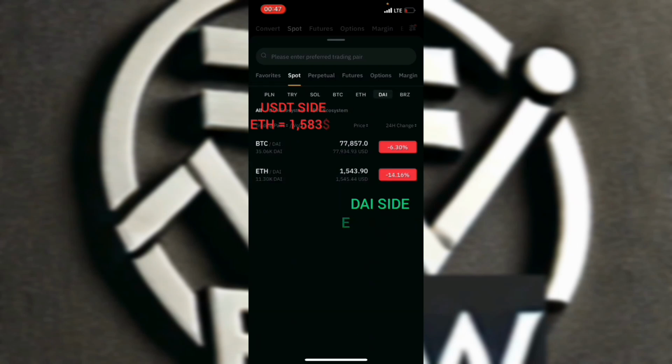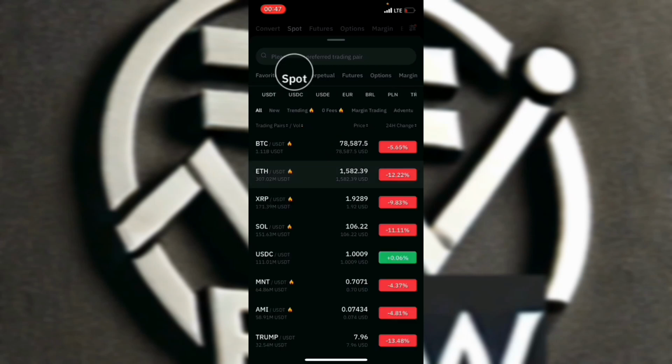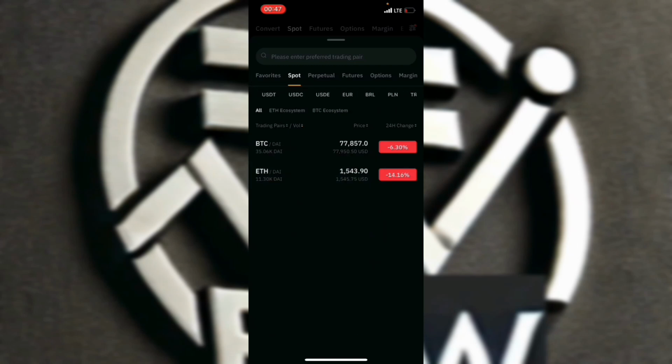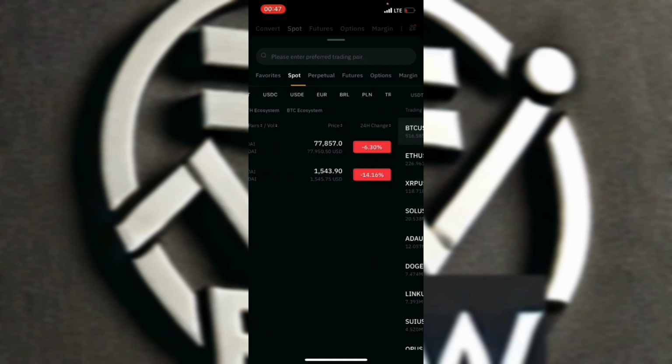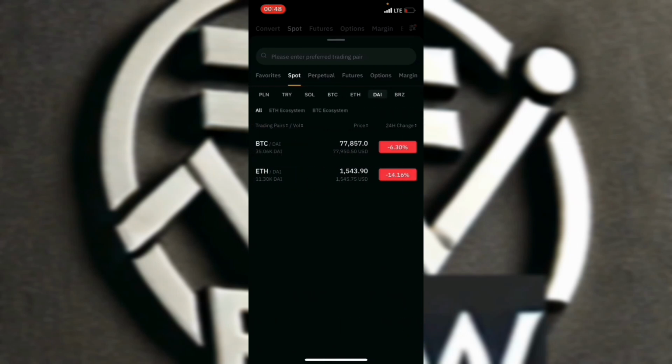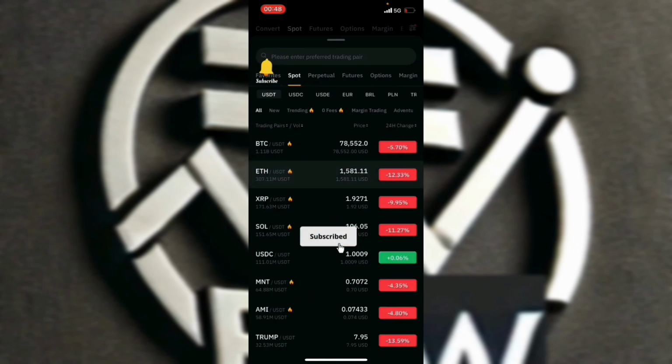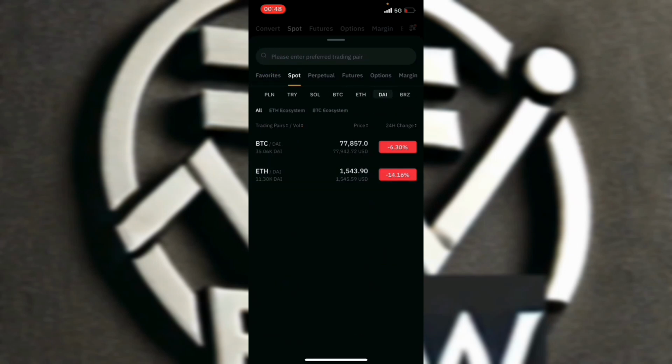This is an arbitrage gap which we can take advantage of. So if we can buy Ethereum from the DAI side under the spot market and sell it over here under the USDT market, we can gain a lot of profits. I want you to take note that the Ethereum market fluctuates very easily. So sometimes you might notice that Ethereum under the USDT side is cheaper than Ethereum under the DAI side.